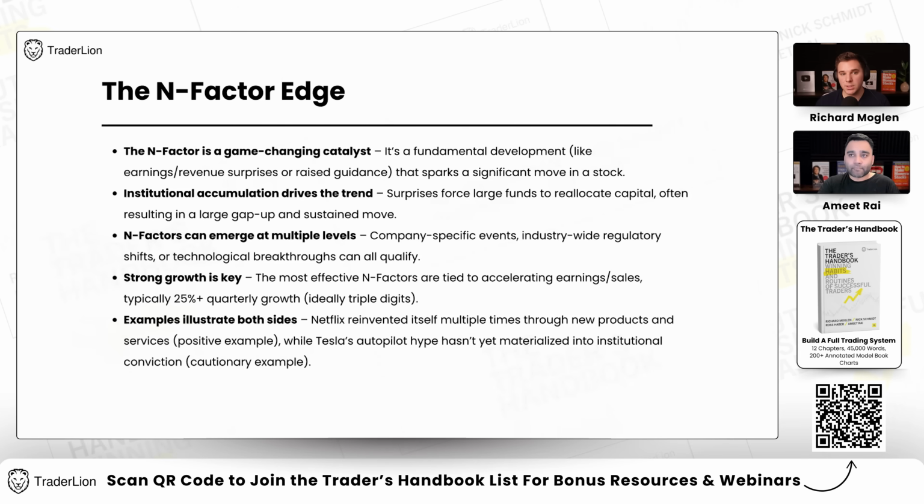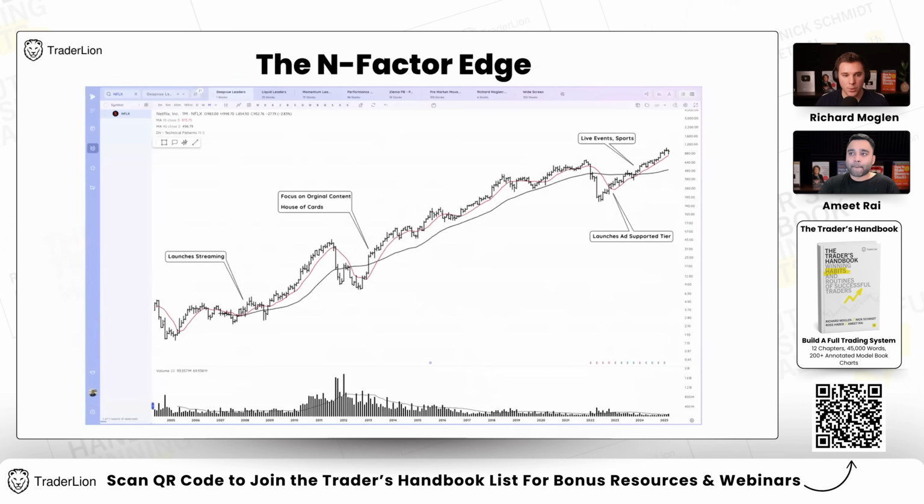AI was supposedly an edge, a factor, 5 years ago, but it hasn't materialized until 2022, 2023, 2024. So it's when these N factors actually contribute to revenue and earnings growth that they start to matter. And we can see when they start to matter based on price and volume reactions. So here's the example with Netflix.